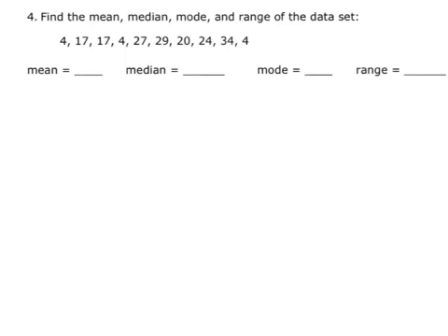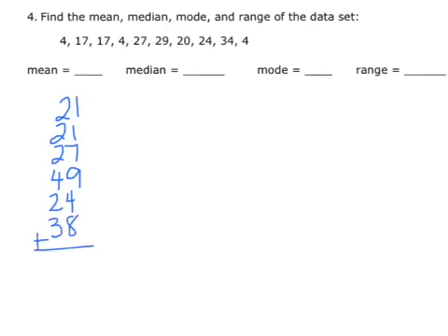So let's go ahead, and again, I like to add as I go. It just seems to make things a little bit easier. So 4 and 17 would be 21, and 17 and 4, that would be 21 again. I'm not going to add those two. I'm going to leave 27, but I can add 29 and 20 together real quick to give me 49. I'll just leave 24, and then I'll do 34 and 4 to get 38. It just gives me my numbers a little bit smaller.